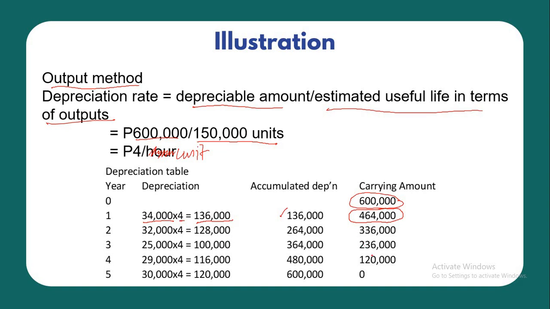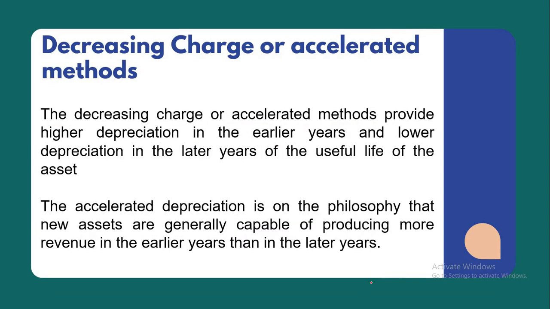Until at the end of its useful life, the carrying amount will become 0. And it means that the asset is already fully depreciated. Okay? So, that is for the output method. So, medyo madali lang, no? You just get the depreciation rate and you multiply it by the actual units produced. Okay. So, that's for the variable charges or activity methods.